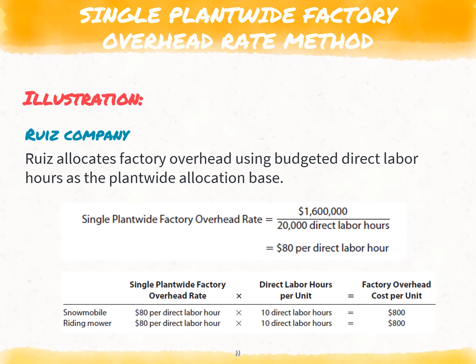The primary advantage of using the single plant-wide overhead rate method is that it is simple and inexpensive to use. However, the single plant-wide rate assumes that the factory overhead costs are consumed in the same way by all products.